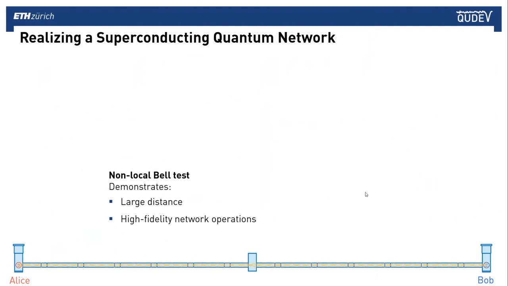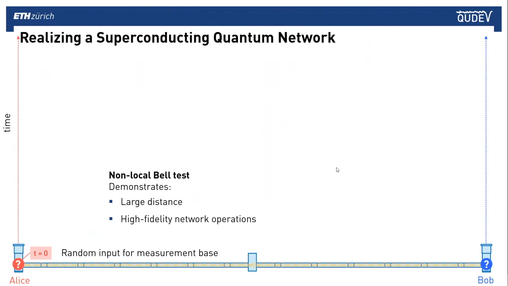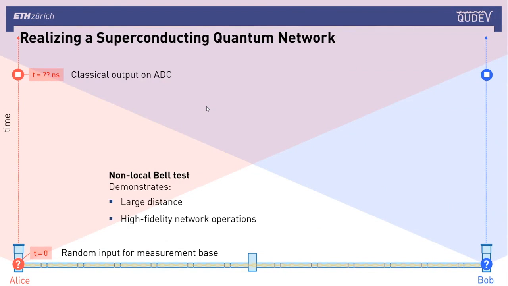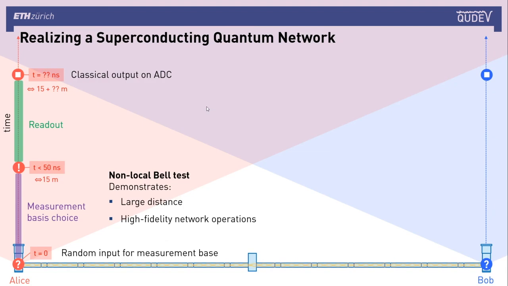In a Bell test, the two qubits are first entangled and then locally measured along axes randomly chosen at time zero, as shown in the space-time diagram. To close the locality loophole, each party must return its outcome before it enters the future light cone of the other party's input events, which you can see appearing right now. We determine that implementing the measurement phase takes 50 nanoseconds at most, and the readout time needed to discriminate the qubit state with low error determines the remaining time, and therefore the minimum qubit-qubit distance.